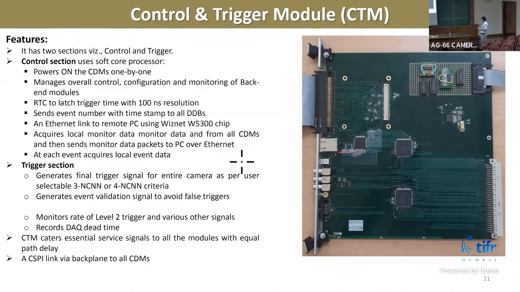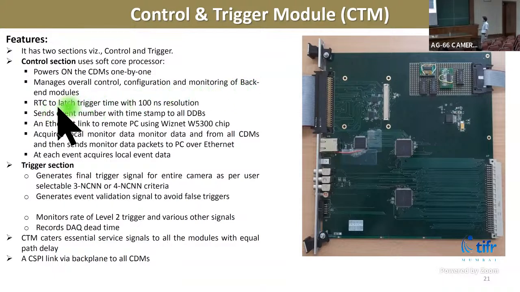And this is the last module, that is the control and trigger module. As its name suggests, it has 2 sections, control and trigger. The control section uses a soft-core processor. It powers on all the CDMs one by one at the beginning of the observations. So it manages overall control, configuration, and monitoring of backend modules.